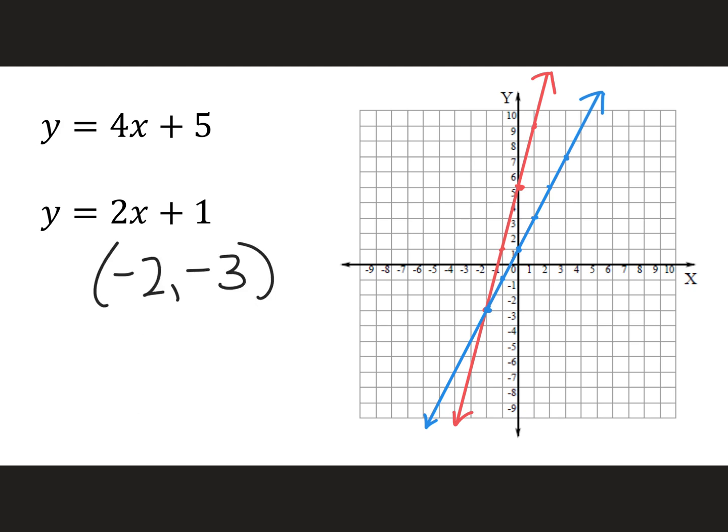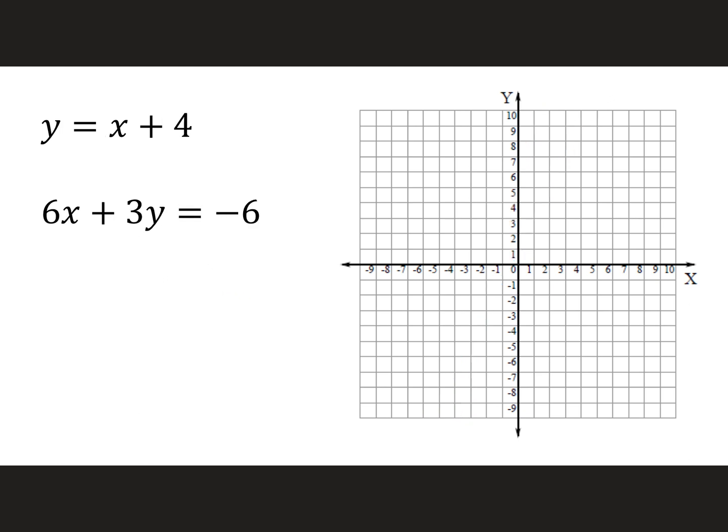Well, how could I check myself? Well, I could just put those back into the equations and see if they work. Like the first one, does -3 equal 4 times -2 plus 5? 4 times -2 is -8 plus 5. Yeah, that's -3. And if I put it in the next one, that's going to work also. So yay.